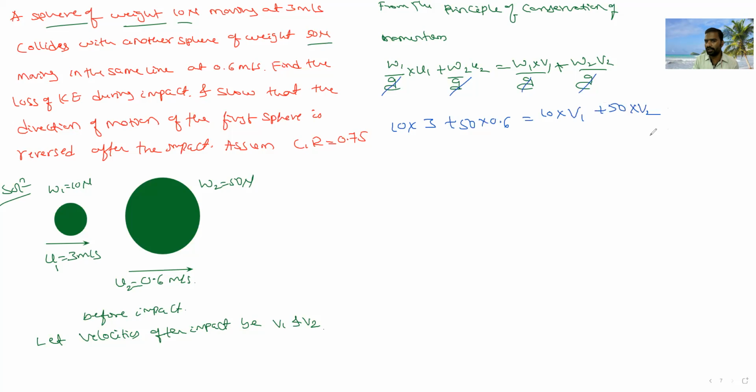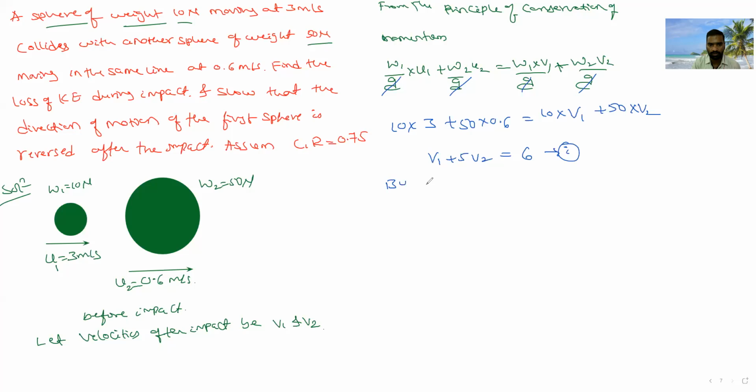I will divide all by 10. If I divide 10 by 10 it is 1, so that is V1. 50 by 10 is plus 5, 5 V2 is equal to, this 10 here, 5 into 6, okay, this will get 6. 60 total divided by 10 is equal to 6. So this is equation number 1. You got it from the principle of conservation of momentum.